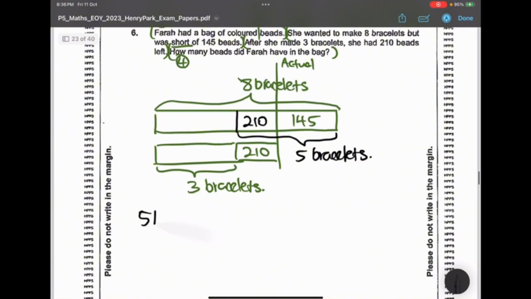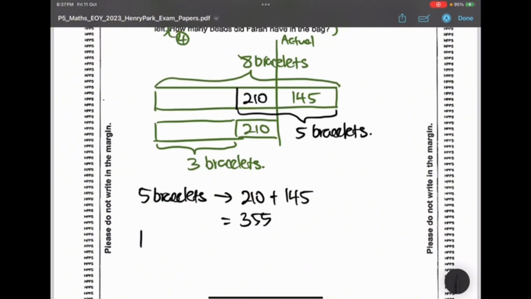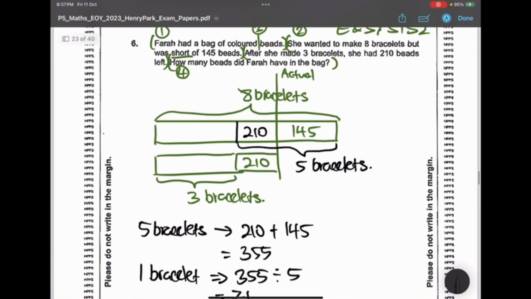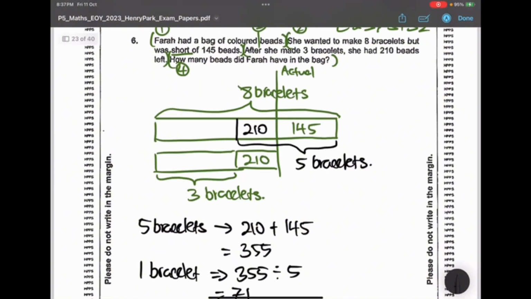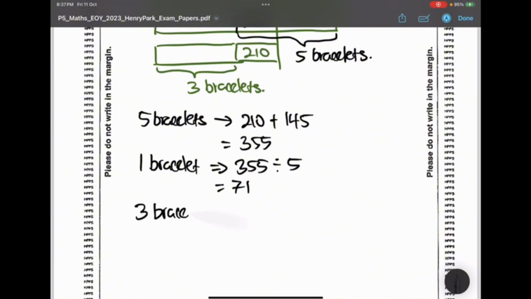Alright, so knowing that 5 bracelets equals 210 plus 145, which gives me 355, I can find how many beads one bracelet requires, which is 355 divided by 5, and that would simply give me 71 beads. Alright, let's look back at the question again. It says, how many beads did Farah have in the bag? Knowing that she is able to make 3 bracelets and have 210 left over, what I want to do is to find 3 bracelets first. Okay, which would be 71 beads multiplied by 3, which would equal 213 beads.